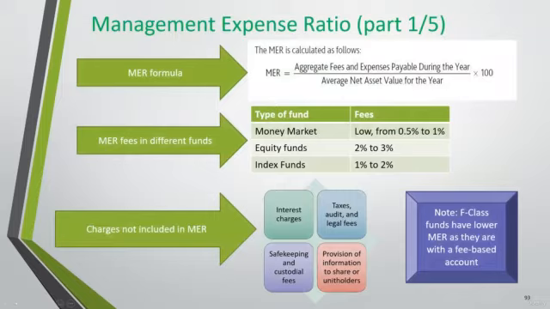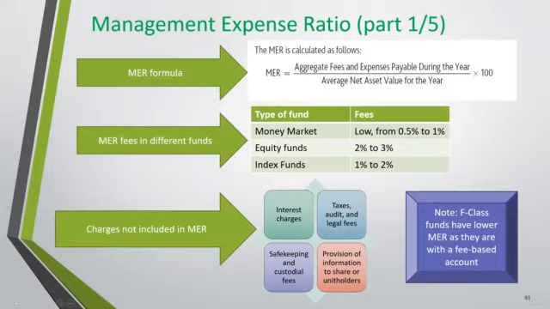The management expense ratio, the formula for that is aggregate fees and expenses payable during the year. Whatever the fees and expenses that the company has to incur for the mutual fund, they take all those expenses and fees and they divide it by the NAV, net asset value, for the year. And this way we get an annual MER. So the MER is a percentage and it is calculated on an annual basis.